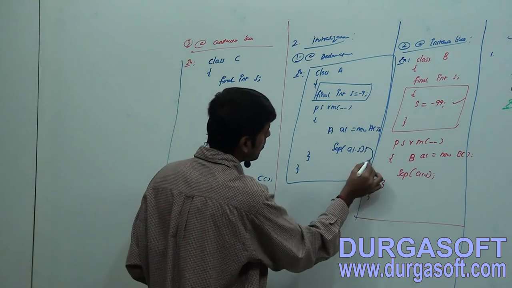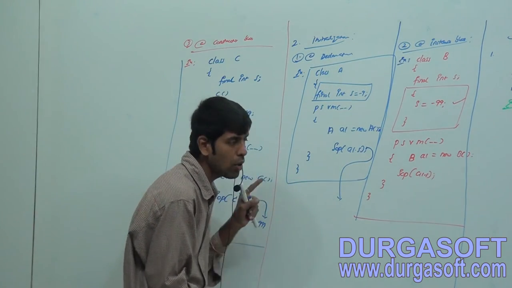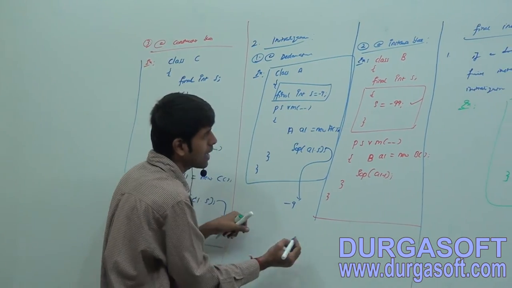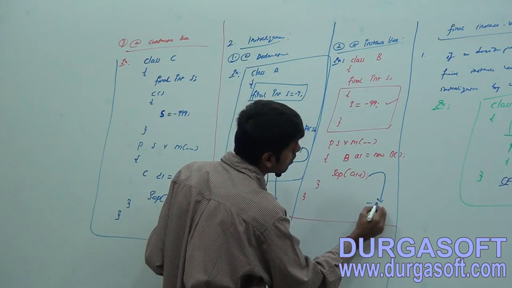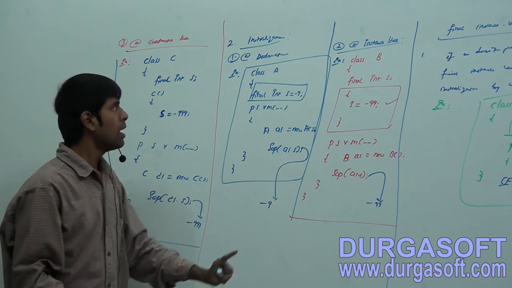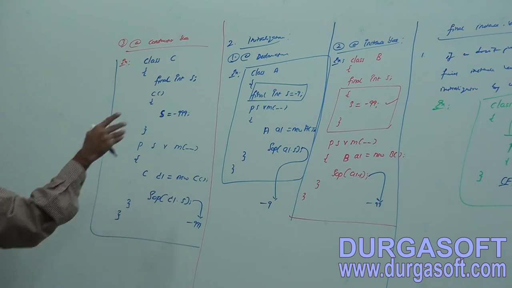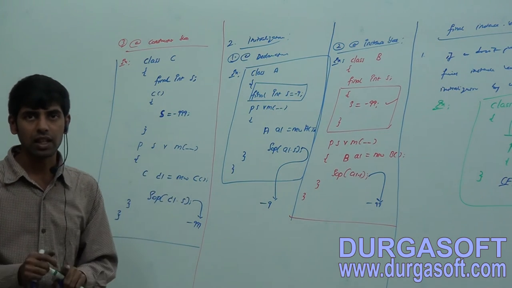-999. And if you compile and execute this piece of code, it will give output to us as what? -9. If you compile and execute this piece of code, it will give output to us as what? -999. Okay, these are the three areas where you can perform initialization.